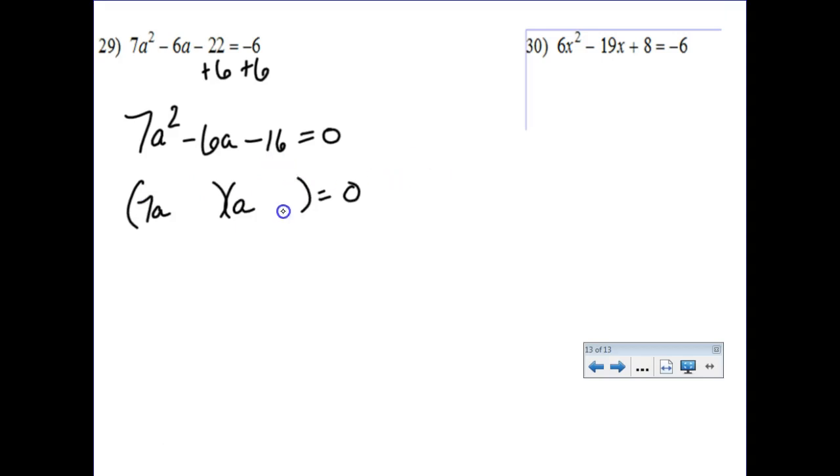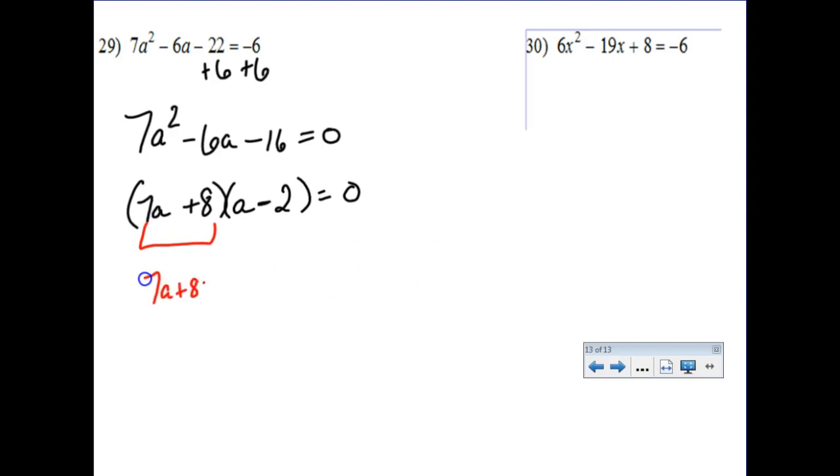I don't think 4 and 4 would be smart because we'd end up with a 28. I'm thinking it's 8 and 2, and I definitely shouldn't put an 8 here. Let's try putting a 2 here. And that would be a 14 with an 8. So let's make the 14 negative and the 8 positive. And that's how we're going to get 6a in the middle of our answer. So, factored correctly, and now we solve.